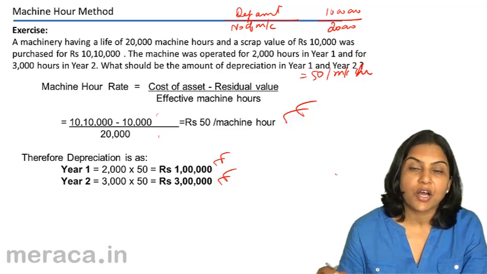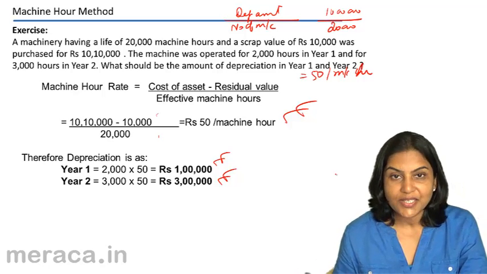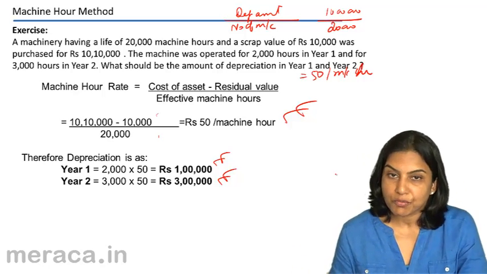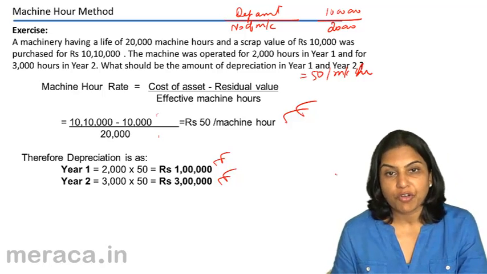Therefore, under the machine hour method, the depreciation varies depending on the usage of the machine. The more the machine is utilized, the greater is the amount of depreciation.